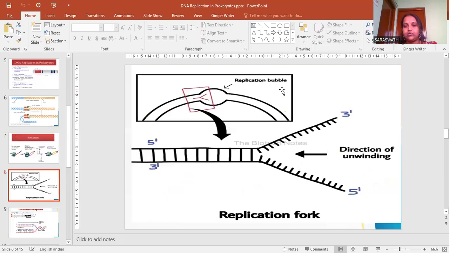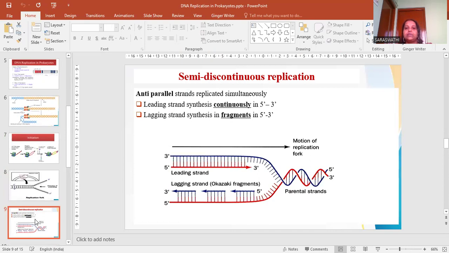You can see exactly how the replication fork forms. This is double-stranded DNA separated due to the activity of the helicase enzyme and single strand binding protein, forming the replication fork, otherwise also called the replication bubble. Usually the ORI site is rich in AT sequences instead of GC sequences. This replication bubble in prokaryotes is also called the theta model of DNA replication, because the structure looks like theta. It is also called semi-conservative and semi-discontinuous replication, because one strand replicates as the leading strand.